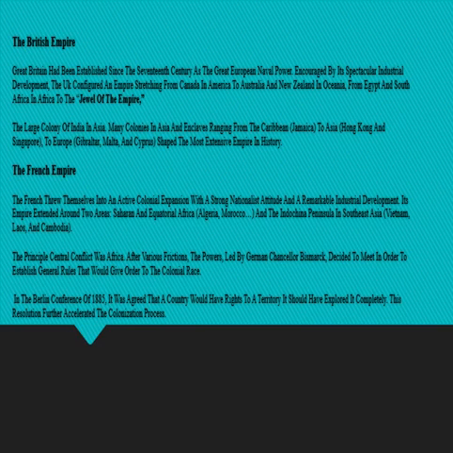The French Empire. The French threw themselves into an active colonial expansion with a strong nationalist attitude and a remarkable industrial development. Its empire extended around two areas, Saharan and Equatorial Africa, that is Algeria and Morocco, and the Indochina Peninsula in Southeast Asia: Vietnam, Laos and Cambodia.